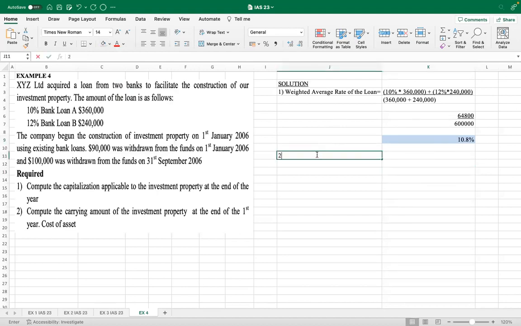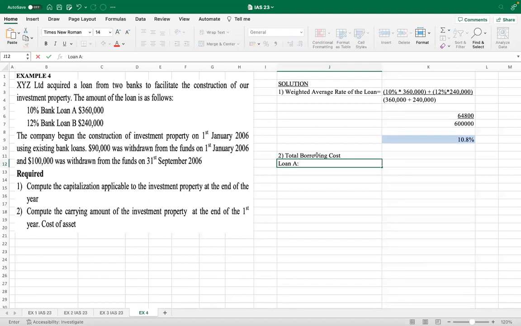Now let's move to number 2. We have known the average rate of the two loans because loan A carried a rate of interest of 10%. Loan B carried a rate of interest of 12%. Next, we need to calculate the total borrowing costs. I'm just trying to be very systematic and very slow here. Borrowing cost for loan A.